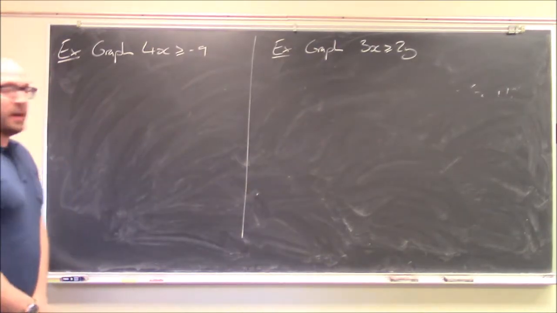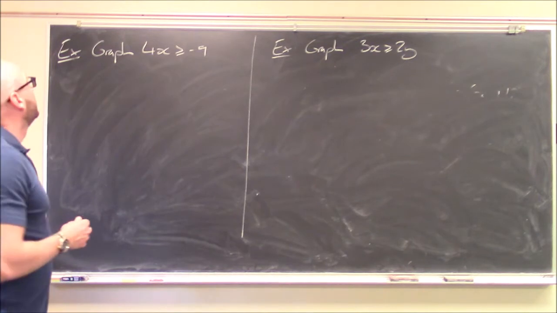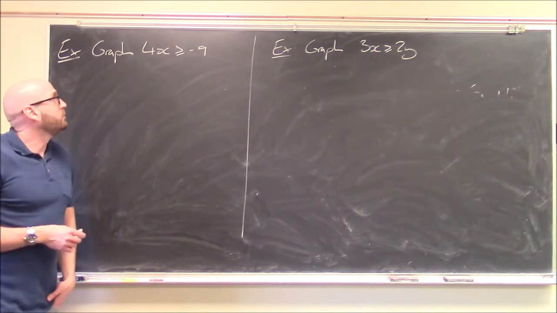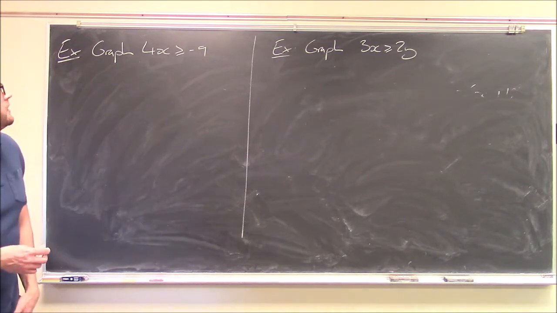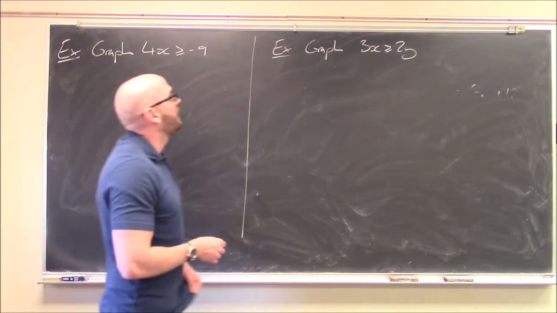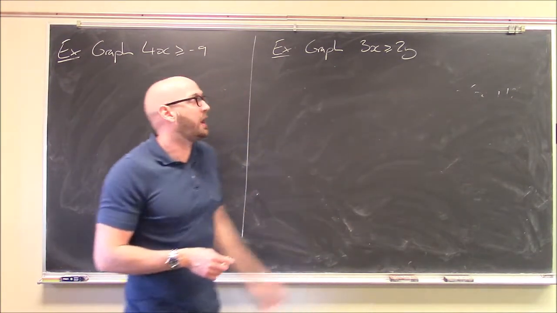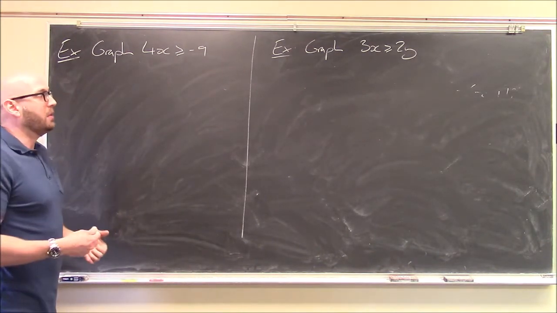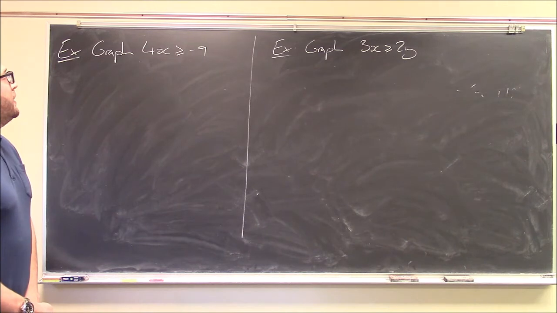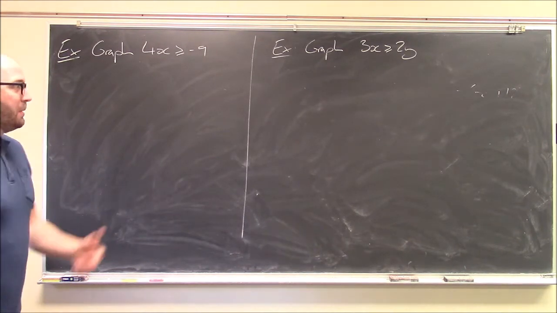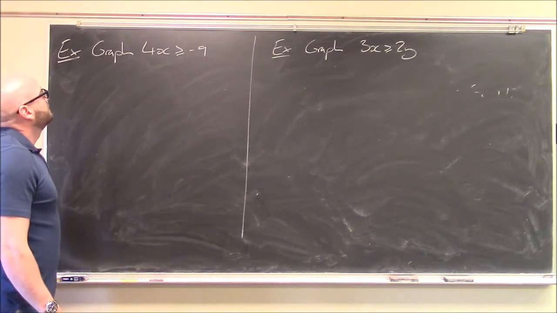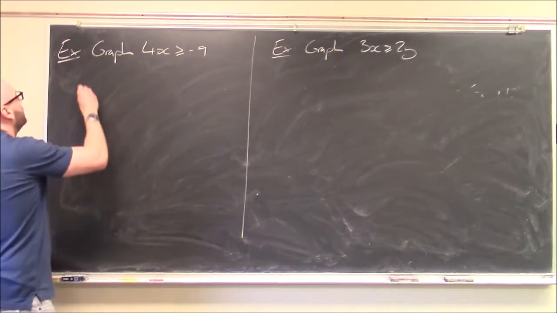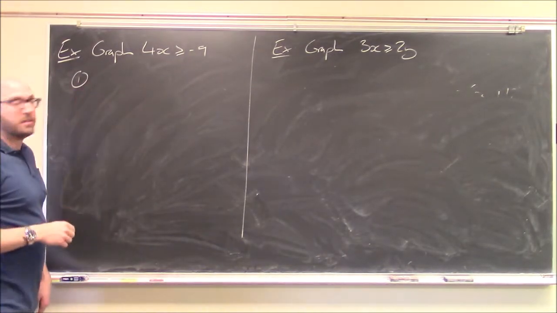So I've got two more examples on the board here. We'll go through both of these. The first is graph 4x is greater than or equal to minus 9. And the second one is graph 3x greater than or equal to 2y. I think these two examples should give us a big enough list of examples to be able to proceed from here. So yeah, let's do this one. 4x greater than or equal to minus 9. So step 1, graph the boundary line.